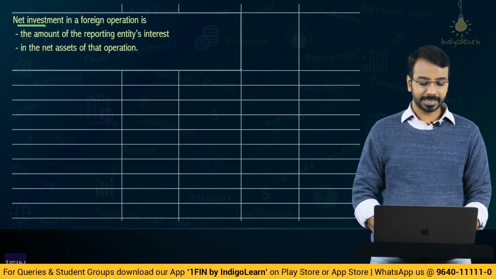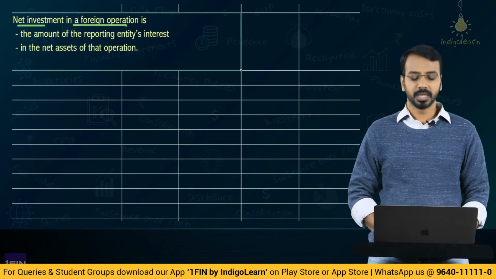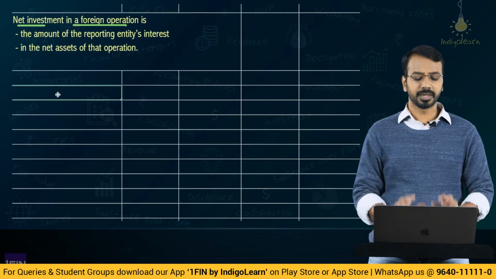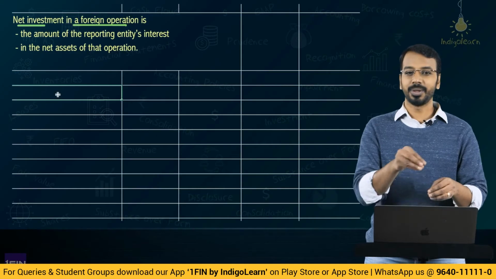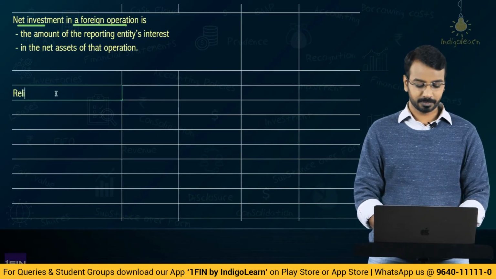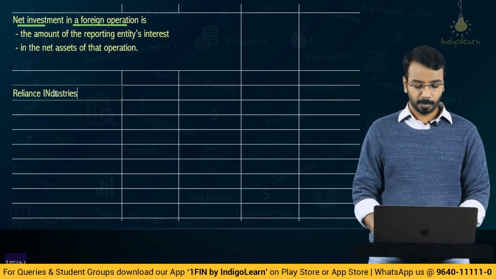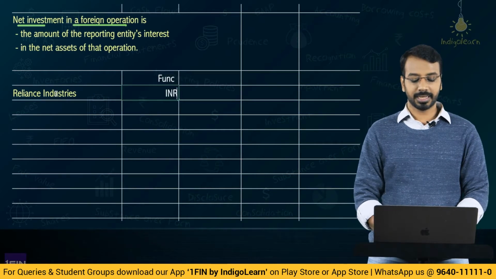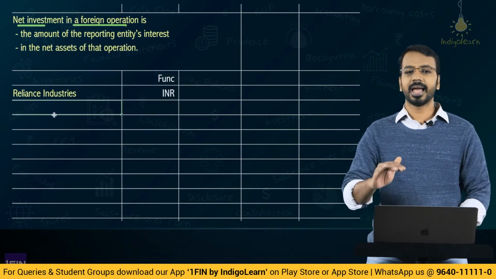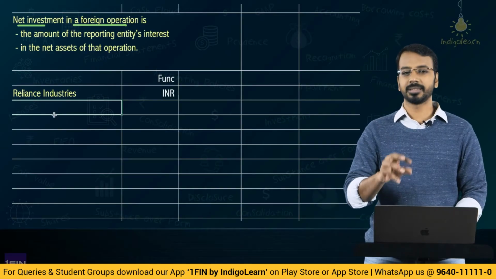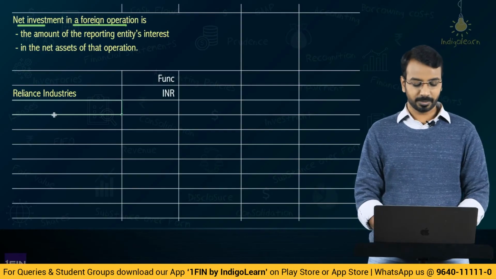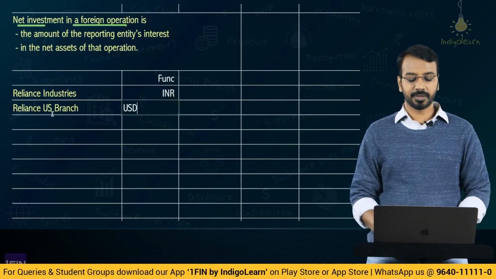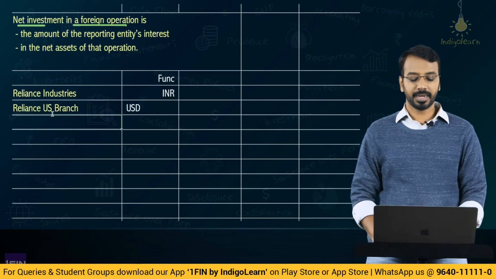So we are talking about net investment in a foreign operation. Now what is a net investment in foreign operation? To put it very simply, say for example, you have a company based out of India, let's say it is Reliance, and the functional currency is INR, and Reliance Industries has a branch outside India. It can be a subsidiary or anything. It has a foreign operation. Let us say it has a branch, Reliance US branch, and the functional currency of that branch is USD. So you have INR and you have USD, right?